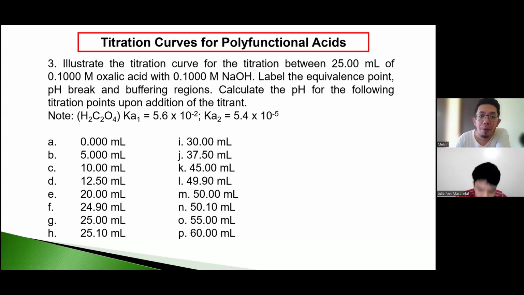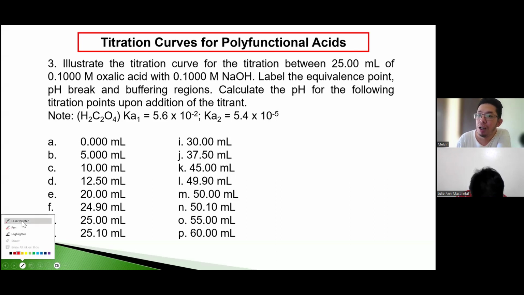So for the past few sessions, we're actually having our discussions for titration curves of polyfunctional acids wherein we have this model problem. So this is just a model problem, wherein you have your 0.1 molar oxalic acid titrated against 0.1 molar sodium hydroxide. So of course, you have a fixed volume for the analyte, which is your oxalic acid.